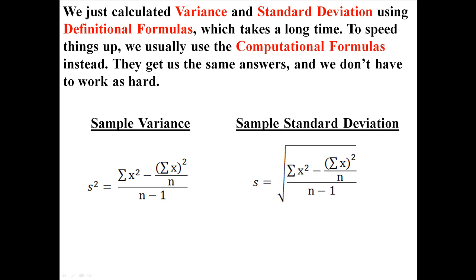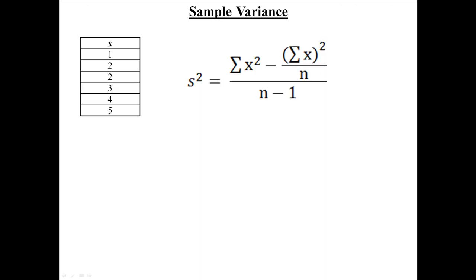Now we just calculated variance and standard deviation using the definitional formulas, which takes a long time. To speed things up, we usually use the computational formulas instead. They'll get us the same answers, but we won't have to work as hard. And these are the two computational formulas for sample variance and sample standard deviation. They might look a little bit complicated, but really they're not, and I'll show you. First of all, I'm just going to organize it like this. Now we already know what n is. We know that we have six numbers, so I'm just going to replace the n's with sixes.